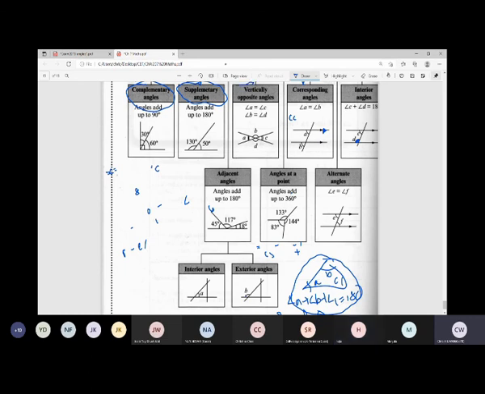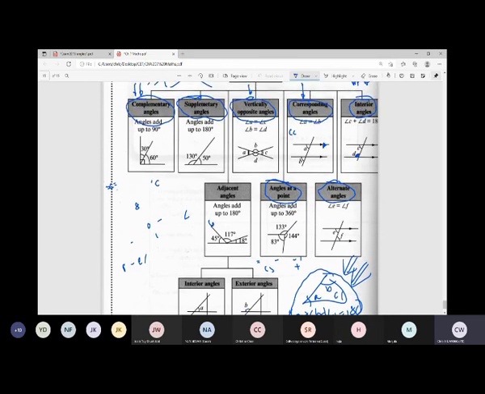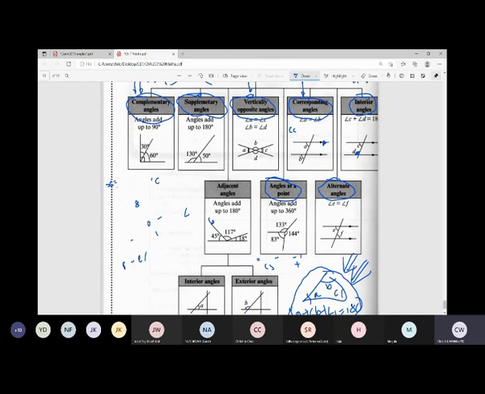You must understand what is vertically opposite angle. When to apply corresponding angle. When to apply interior angle, not always, but possible. You must apply angle at a straight point. You must learn alternate angle, and you must know the last one, sum of a triangle. So mostly these are the ones that always come out, and you need to learn them.